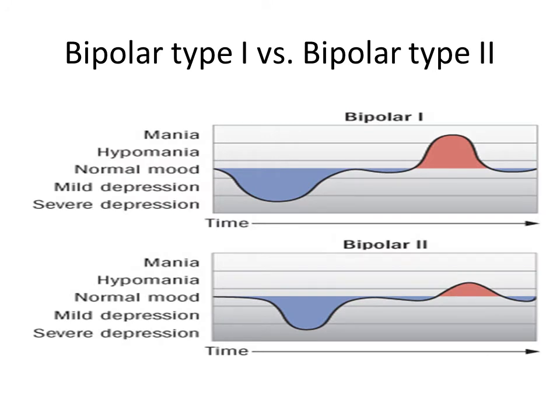Here's a little diagram showing the difference between bipolar type 1 on the top and bipolar type 2 on the bottom. As you can see, both 1 and 2 have major depressive episodes, but in bipolar 1, they have a manic episode. Their mood goes up way higher and causes a lot more significant impairment, whereas in bipolar 2, they just have the hypomanic episodes.